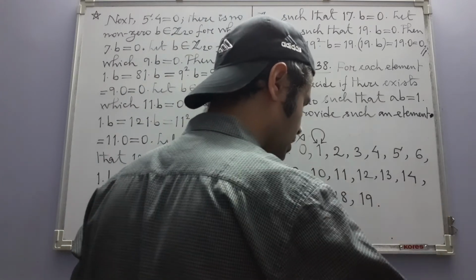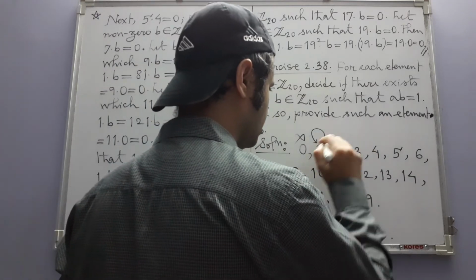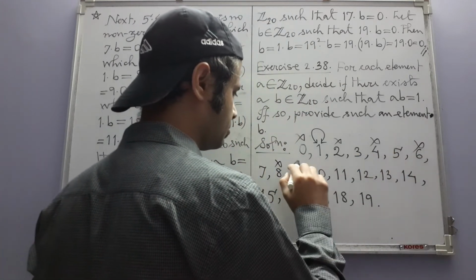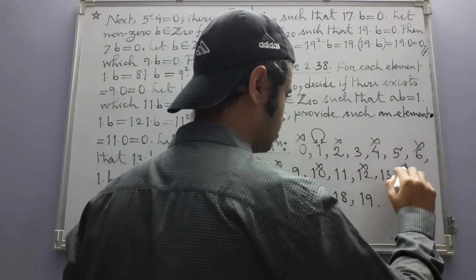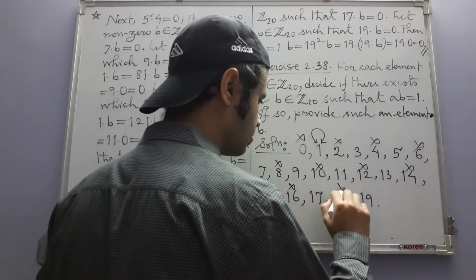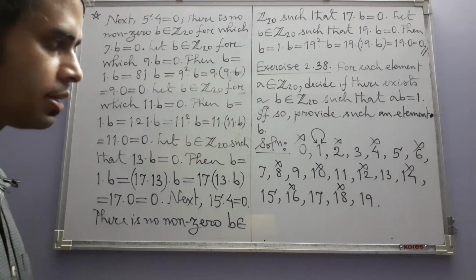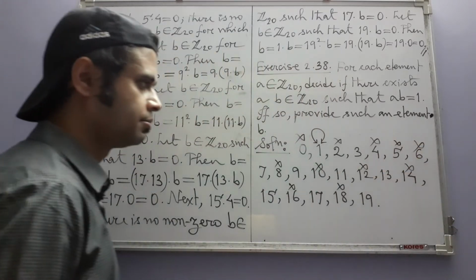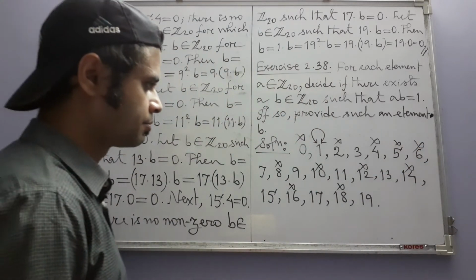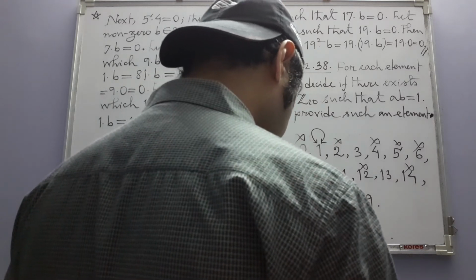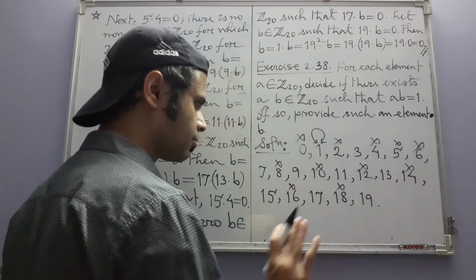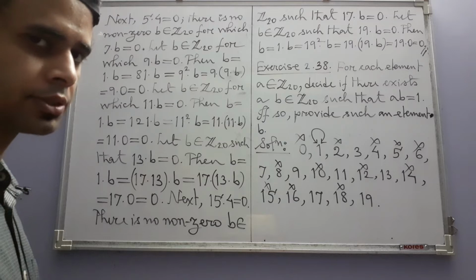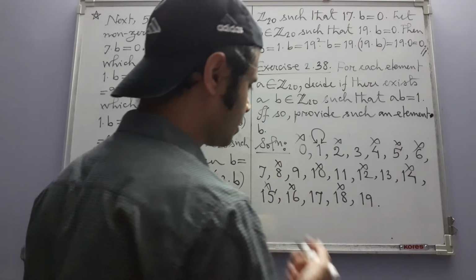And they are all the even congruence classes. So they are automatically ruled out. Among the odd congruence classes also, 5 is ruled out because 5 times 4 is 0. 5 is ruled out, 10 has already been ruled out, 15 is ruled out, any multiple of 5 is ruled out. 0 is also there, but we have already ruled it out.